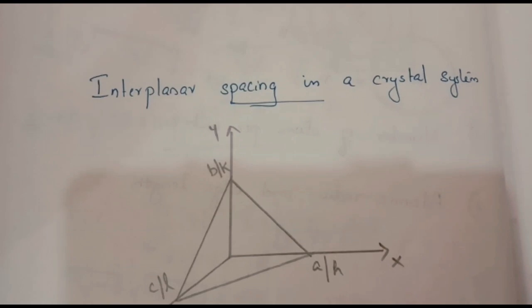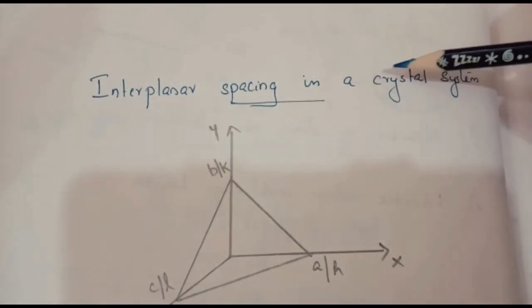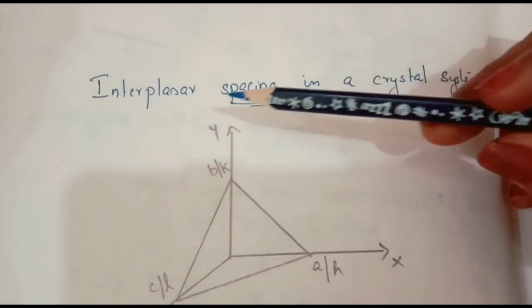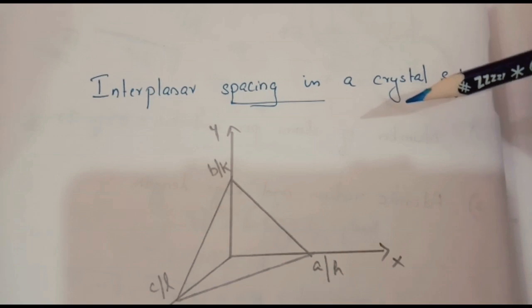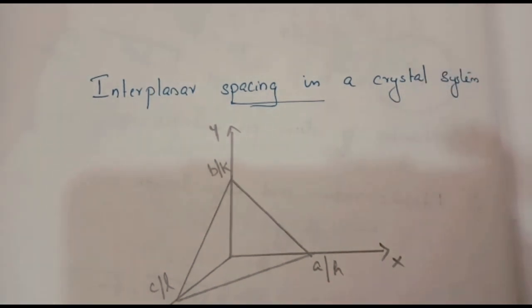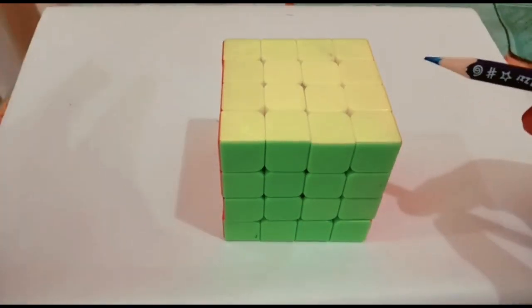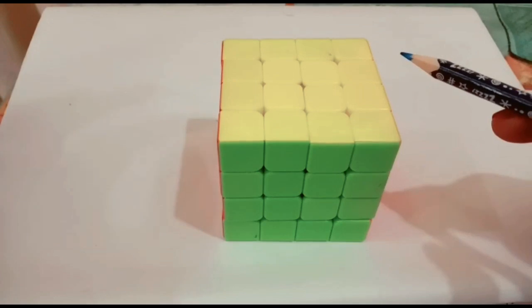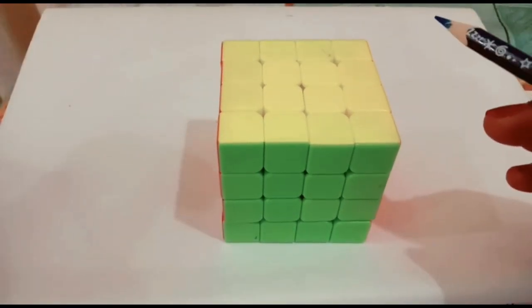Dear students, today we are going to learn interplanar spacing in a crystal system. What is meant by interplanar spacing? Interplanar distance is a distance between the parallel planes in a crystal. So if this is a crystal, in the last class we studied how to draw Miller indices and how to draw the planes in a crystal, like 100, 110 planes.